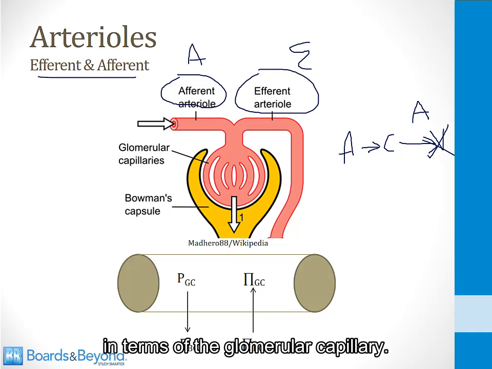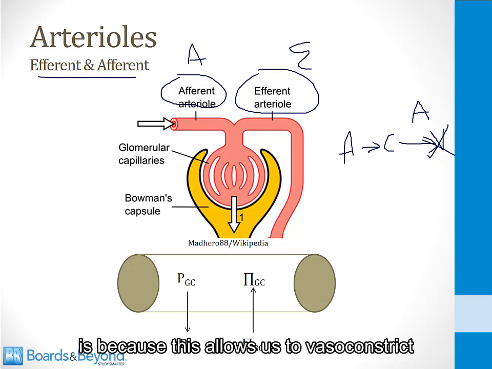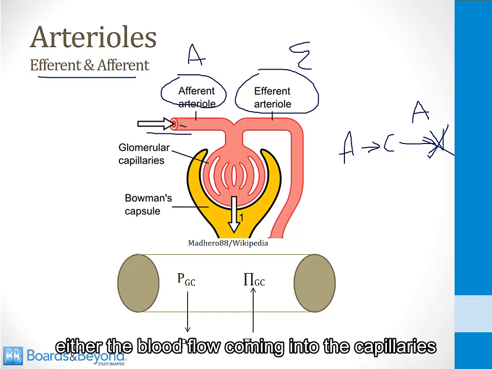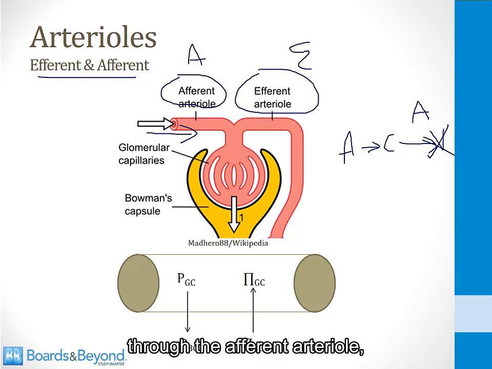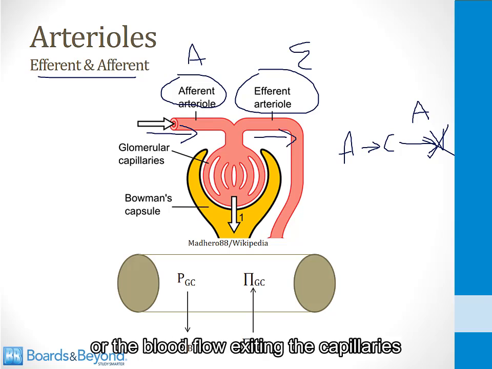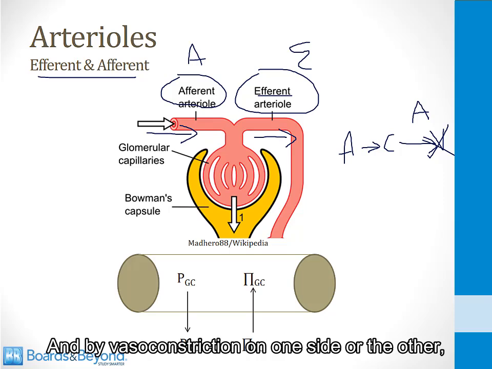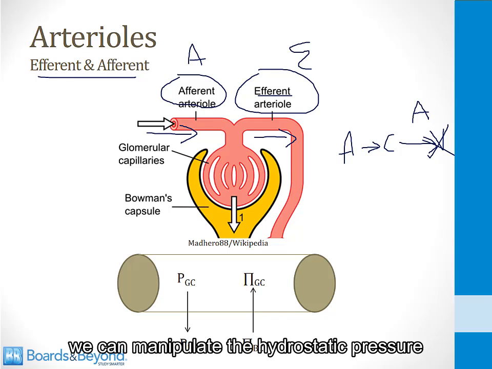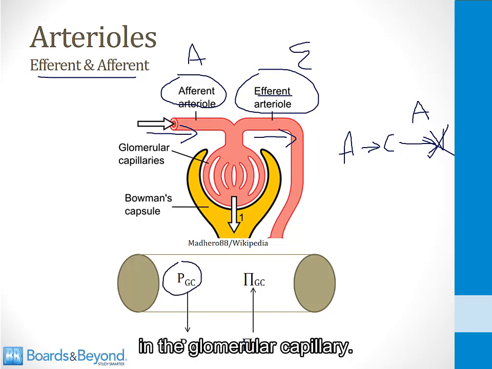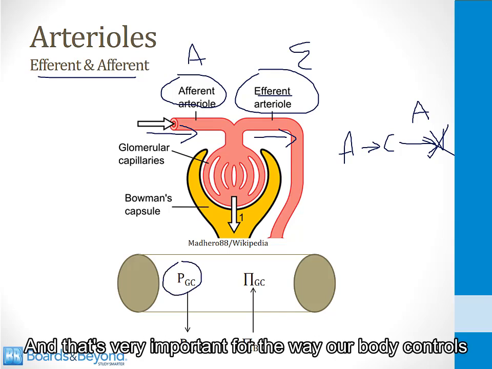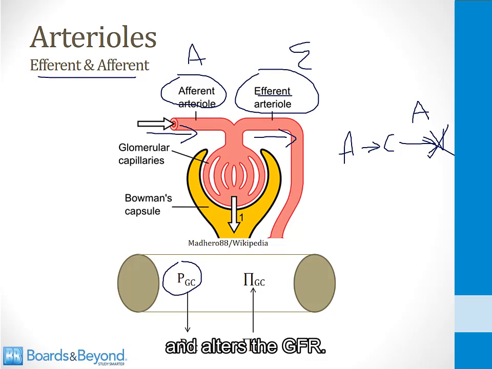glomerular capillary. The reason our kidneys evolved this way is because this allows us to vasoconstrict either the blood flow coming into the capillaries through the afferent arteriole or the blood flow exiting the capillaries through the efferent arteriole. And by vasoconstriction on one side or the other, we can manipulate the hydrostatic pressure in the glomerular capillary, and that's very important for the way our body controls and alters the GFR.